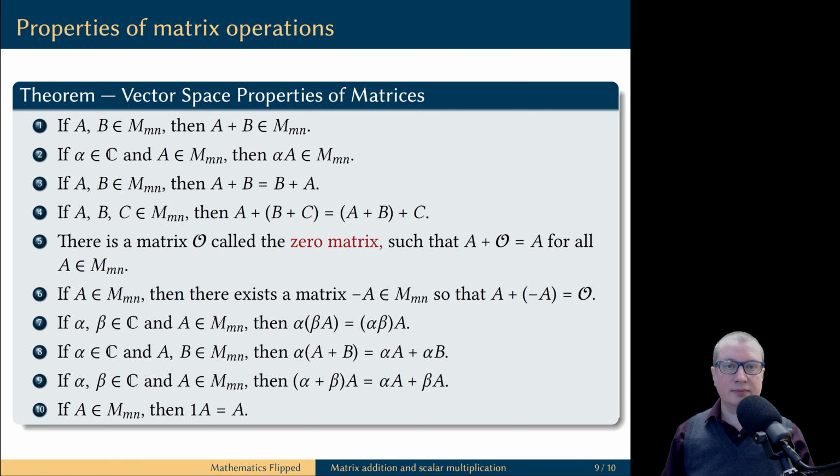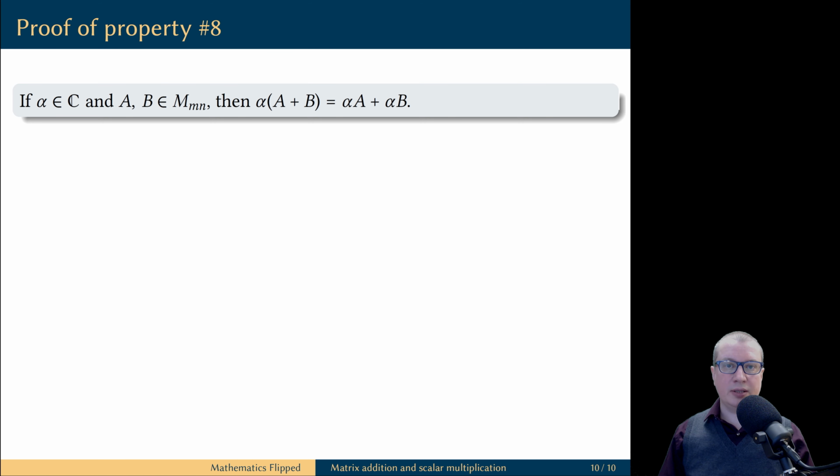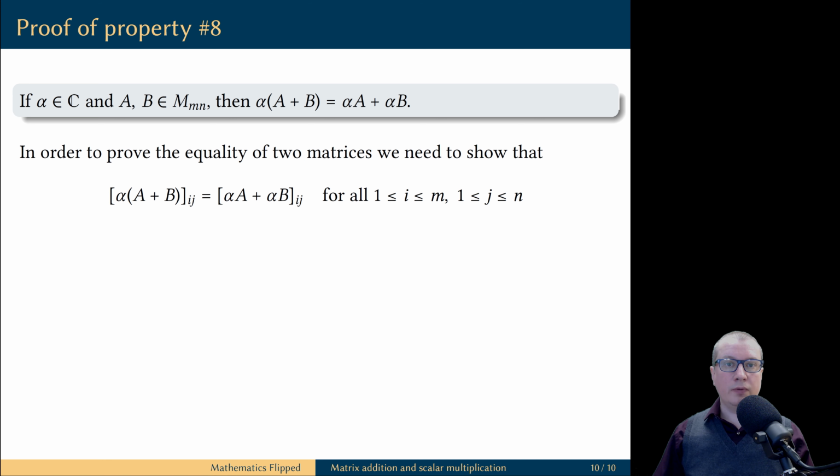Please use the proofs of these properties for column vectors to construct similar proofs for the operations on matrices. I will illustrate how this can be done by proving one of the properties, let's say property number 8. As always, before you start proving something, I recommend to pause and ask yourself, what is it that I want to prove? In this case, we need to prove that two matrices are equal. What does it mean for two matrices to be equal? Well, we know that it means they have the same size and they have identical entries in the corresponding positions.